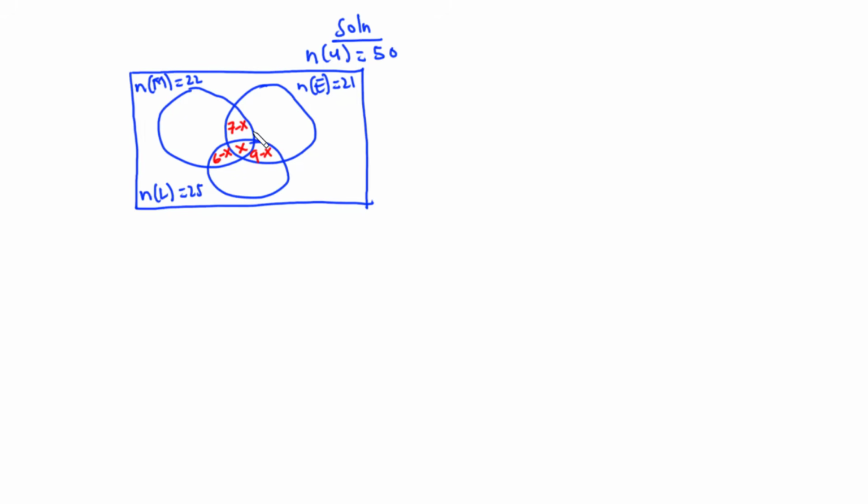So 7 minus X represents the number of students who had mathematics and English books only. 6 minus X represents the number of students who had mathematics and life skill books only. And then 9 minus X represents the number of students who had English and life skill books only. Now let's derive an expression for the number of students who had mathematics books only, English books only, and then life skill books only. So let's start with mathematics books.